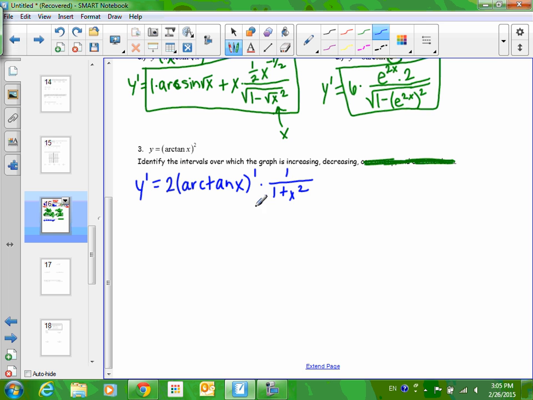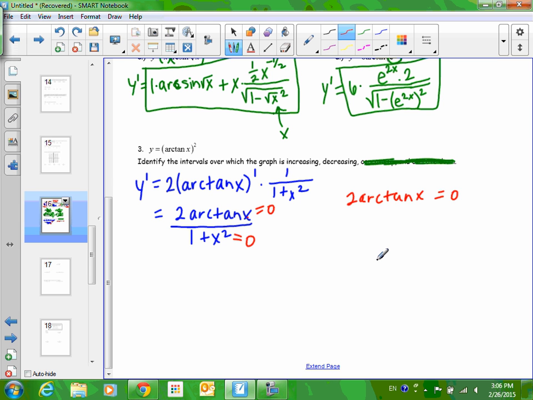Probably a slightly easier way to think about this, because I'm going to have to do something with it, is to just write this as 2 arctan x over 1 plus x squared. This is going to be easier because the next thing I need to do is figure out when this derivative is equal to 0 and when it is undefined. With a fraction, it's not too bad. You can just set the top equal to 0, set the bottom equal to 0. So let's do this. 2 arctan x equals 0.